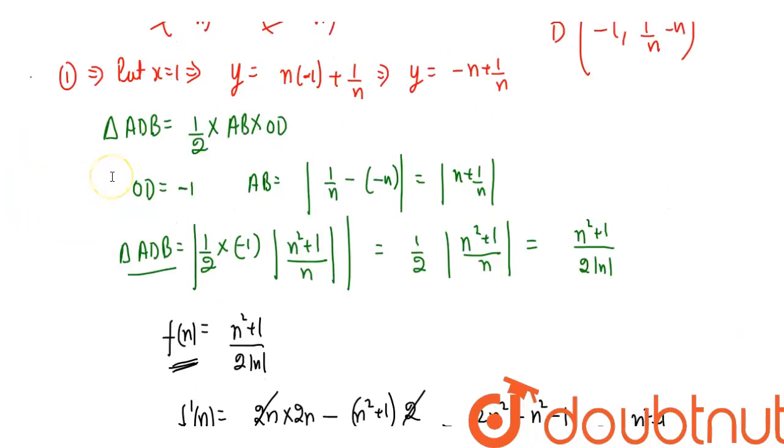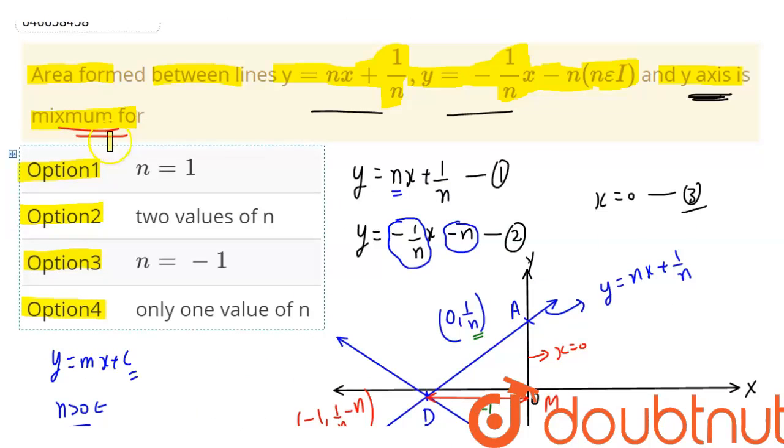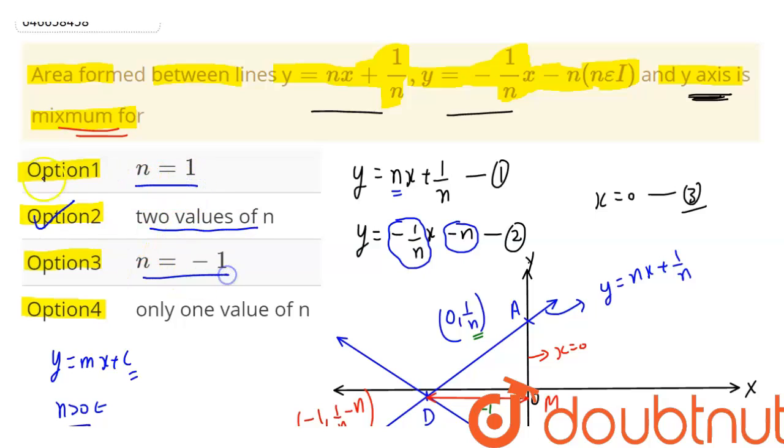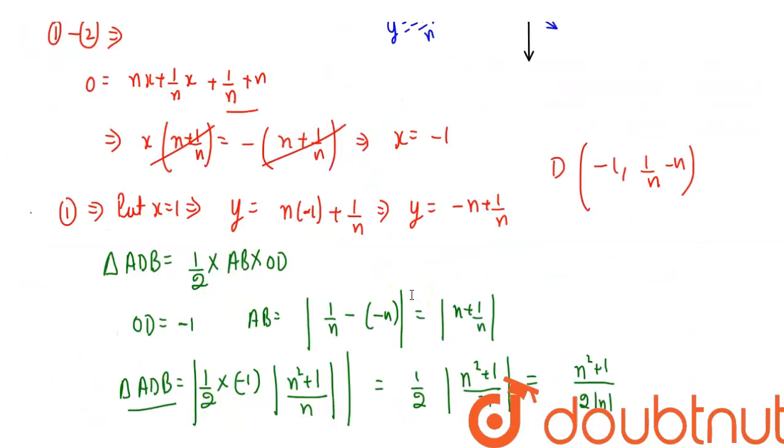Now let us check which option is the correct option. We are given 4 options, and among those we have got the two values of n. So option 2 is correct. We got the first and second values of n as plus 1 and minus 1, so option 1 and option 3 are also correct. But in option 4 they are saying that only one value of n exists. We got two values of n, and hence option 4 is incorrect. So the correct options are option 1, option 2 and option 3. This is our solution. Thank you.